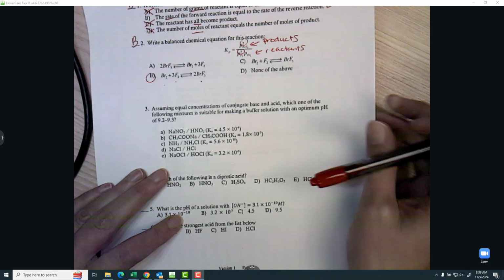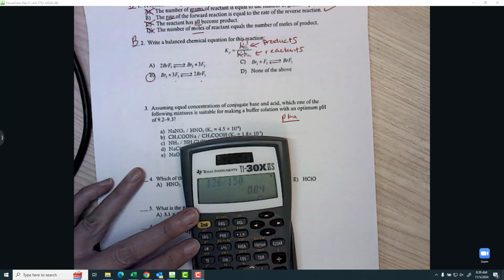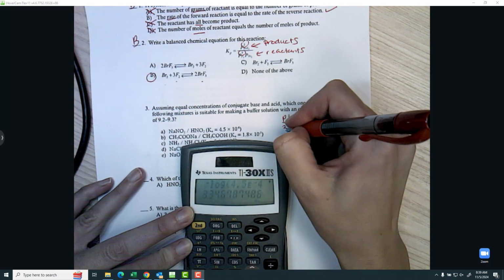All right, for number 3, I'm looking for a buffer with a specific pH range. So I'm going to look at the pKa's of these different buffers. I was given Ka's, so I'll just do minus the log of the Ka's for each one and see what I get for all of them.